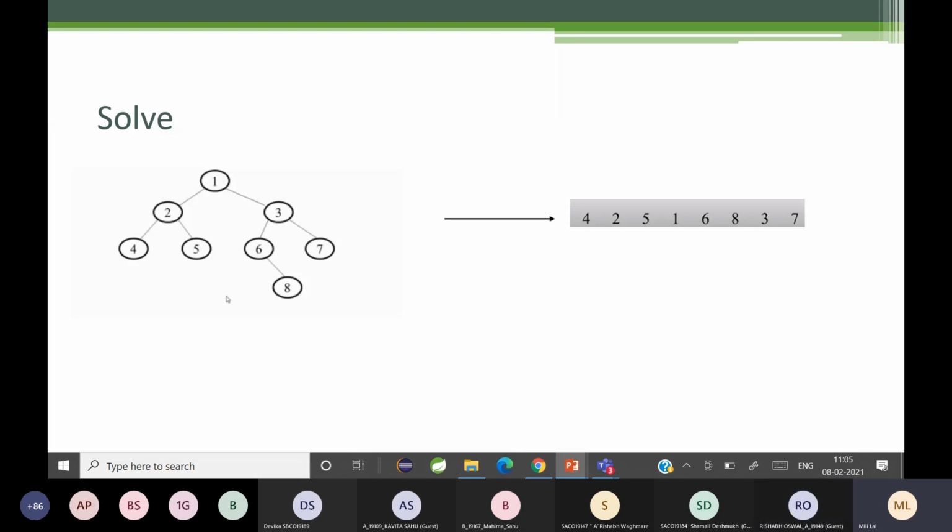Do you understand? Then after 2 you revisit the right, which is 5. And since the left subtree is done, you go to the root again. Which is the root? 1. Then you go to the right side.